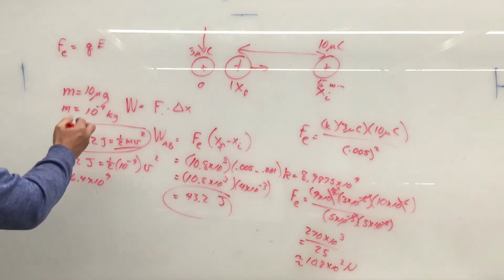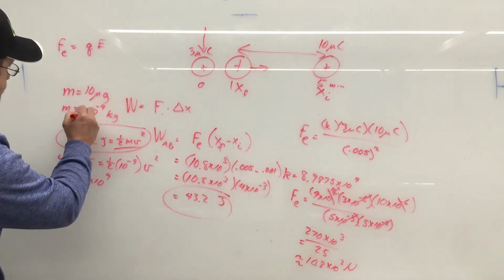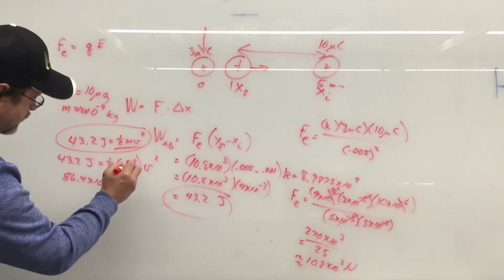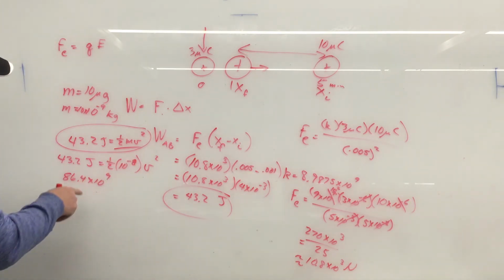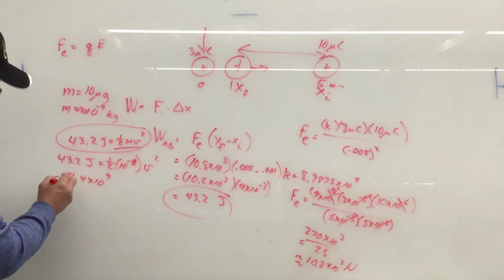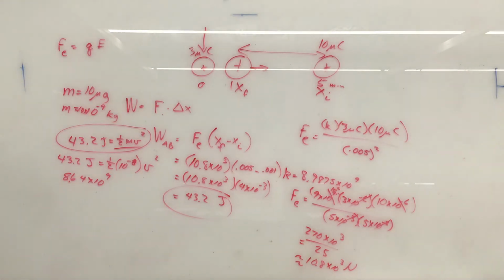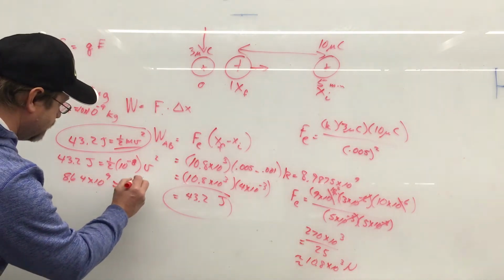Oh, I said 10 micrograms, so it's 10 times 10 to the minus 9. I'm sorry. Okay, which means it's to the minus 8. That's why my numbers there didn't match up. Okay, so this is 8.64 times 10 to the 9. That's equal to V squared.